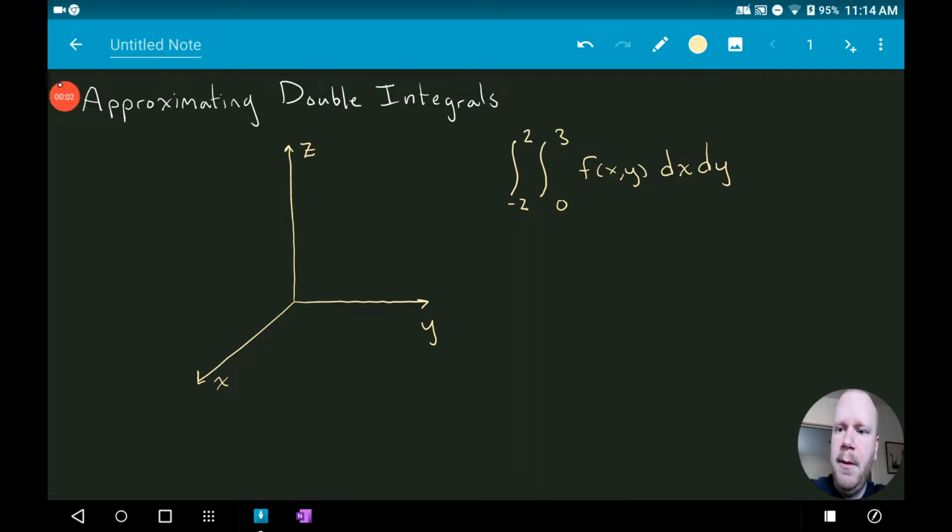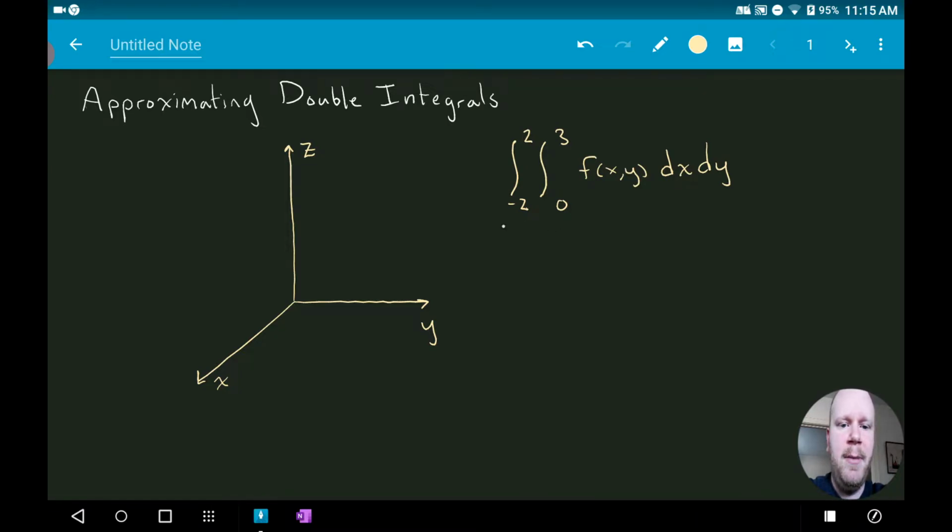Morning, everyone. This is going to be a short video on approximating double integrals, and I wanted to save this. This is a concept from earlier in the chapter, but I wanted to save it until we had a better idea of what regions were and what this double integral represented. So just as a reminder, I wanted to start off by looking at this double integral.